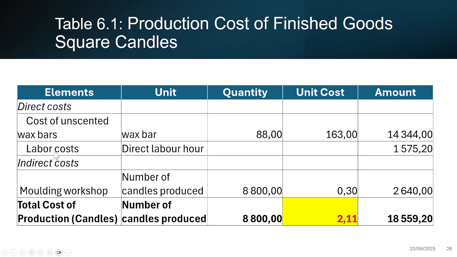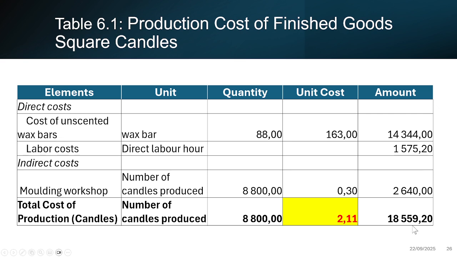Now look at the direct labor cost, right? The direct labor cost of mounting square candles is given as 1,575. Next, we add the indirect cost of overhead at the mounting workshop. The 8,800 candles produced in the mounting workshop are charged the indirect cost at a rate of 30 cents per candle, for a total of 2,640.